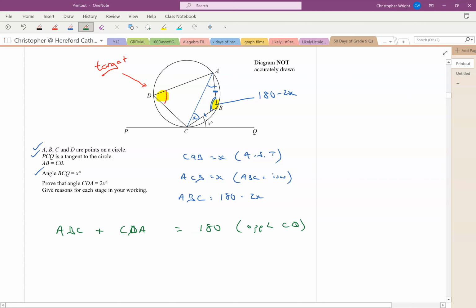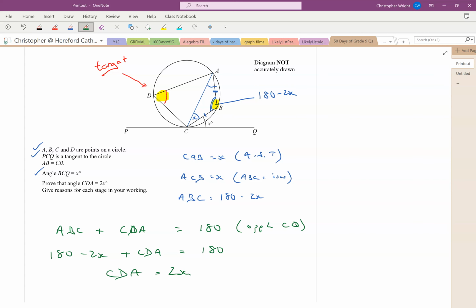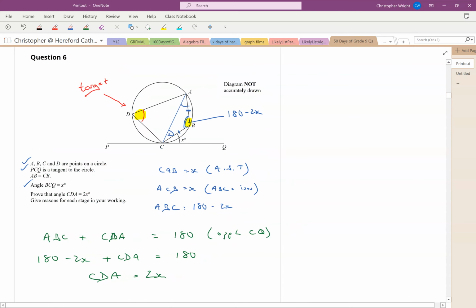I'll leave you to write that out in full. So ABC is 180 minus 2x, plus CDA has to equal 180. Well, therefore, CDA must equal 2x. There you are. Bob's your uncle. It's done. Prove that CDA is 2x. Give reasons for each stage of your working. That's question 6. Finished.